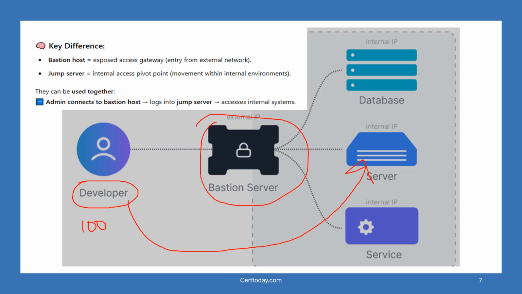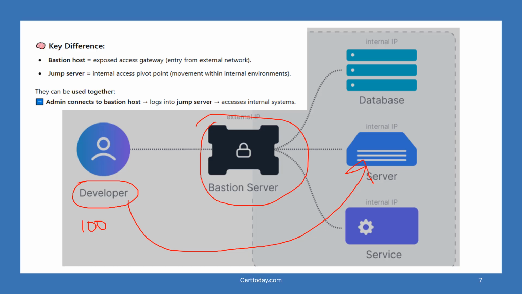You don't have to expose the internal resources. Now, sometimes the question comes in, or it could be a little bit confusing, the difference between what is a bastion host and what is a jump server. They're kind of similar in a way, but they also have differences. So a bastion host is kind of like an exposed access gateway, an entry from an external network. Normally it's related to some kind of external connectivity, while the jump server is internal access, the pivot point, like movement within internal environments.